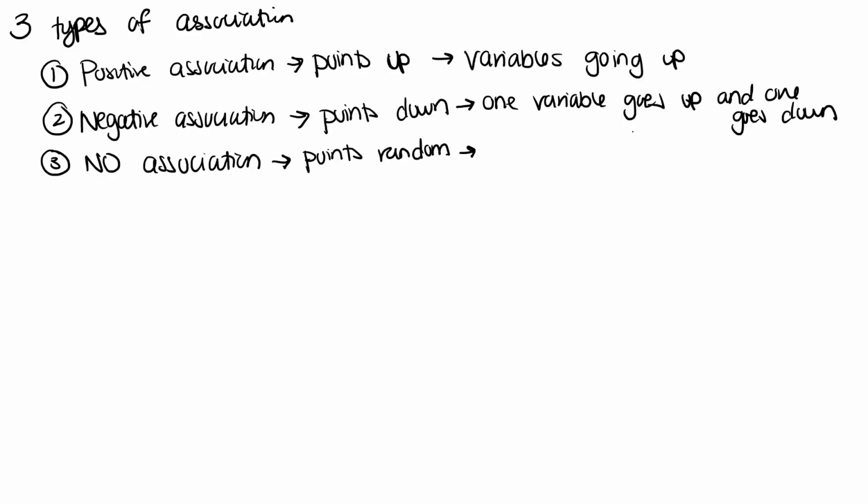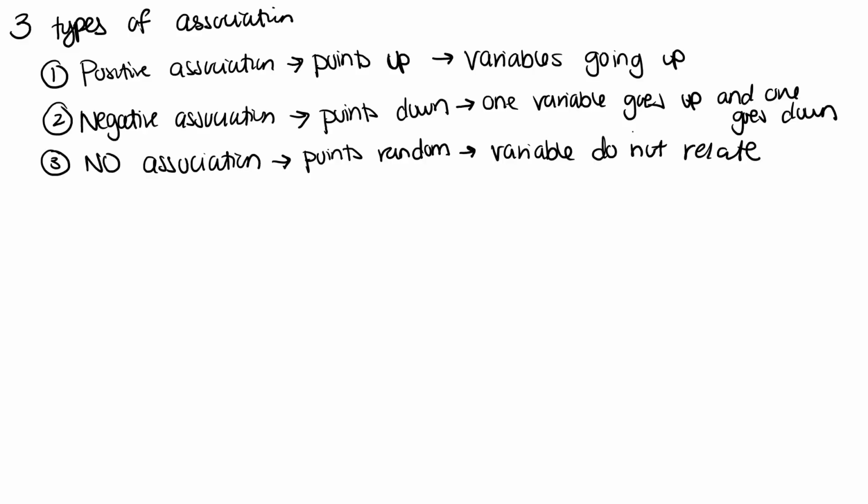And then no association, where the points are random, it's when the variables don't relate. For example, the number of books you read and the number of pets you have. There is nothing that states that people that read more have more pets. Those two variables do not go together. So that would be a no association.